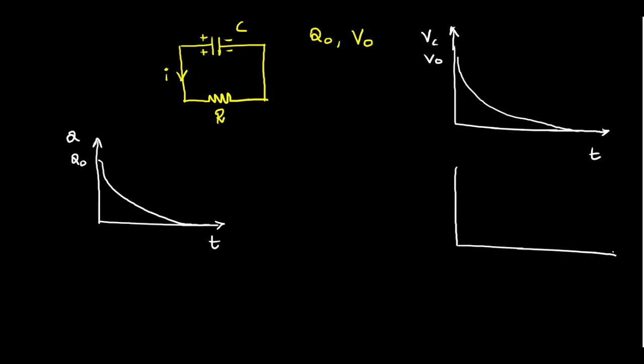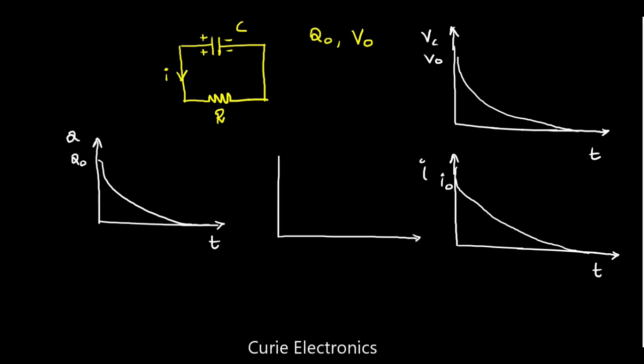What about the current? Circuit current also follows a similar decreasing pattern, that is I versus T. The circuit current is also decaying exponentially. Here it is going to be I naught. What about the voltage across the resistor? This time on the y-axis, what is there? VR, voltage across the resistor.